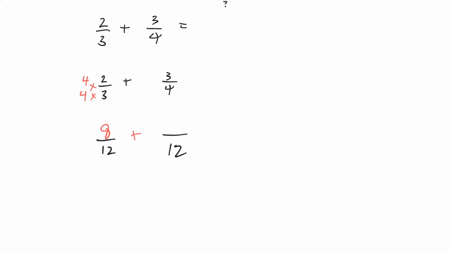Plus this one, to get 12, I'm going to have to multiply it by 3. So I multiply 3 on the top and the bottom, so we'll get 9/12. Then now that I've got a common denominator, I can keep that denominator and add the top two. Okay, so that's adding or subtracting fractions.